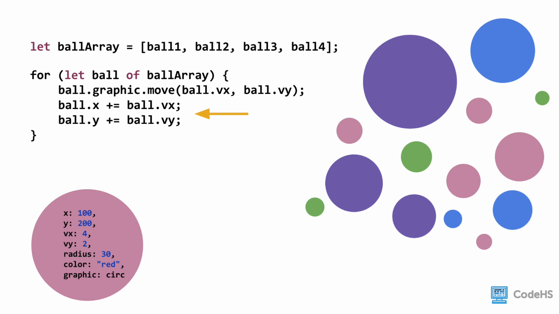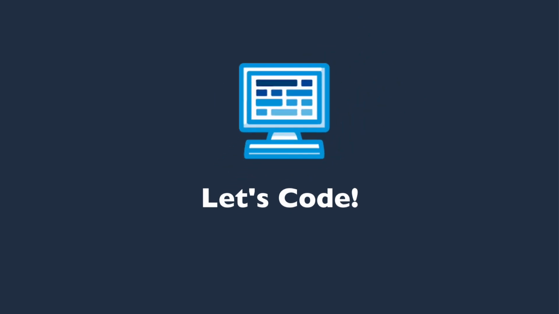It's worth mentioning that even having the x and y properties in the ball object is an optional choice we've made. So if you didn't want to keep track of the ball's location, then you wouldn't have to include these additional lines. And that's it. Now it's your turn to practice incorporating objects into your graphics programs.